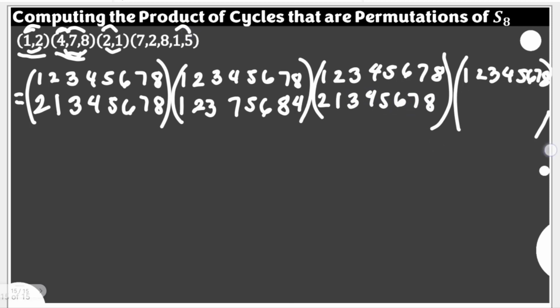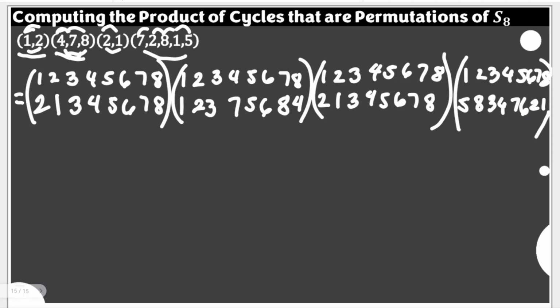And for the last, it's a bit longer. 1 is mapped to 5, then 5 is mapped to 7, 7 is mapped to 2, 2 is mapped to 8, and 8 is mapped to 1. Again, 8 to 1, 7 to 2, 5 to 7, 2 to 8, 1 to 5. And the rest, 3, 4, and 6, are fixed.